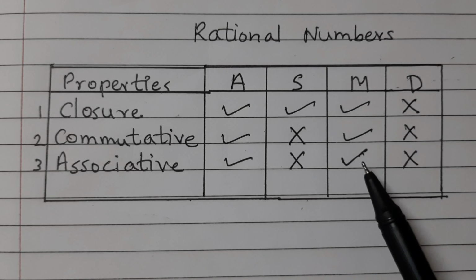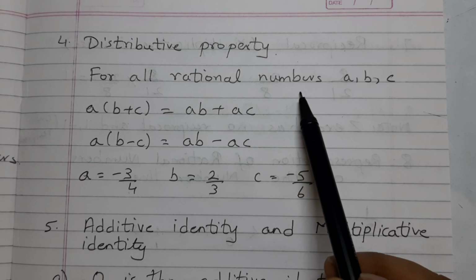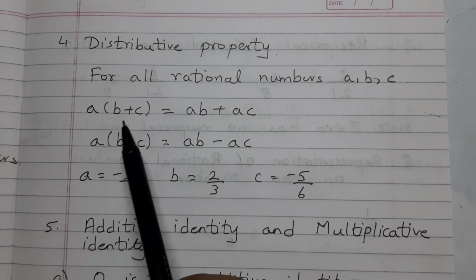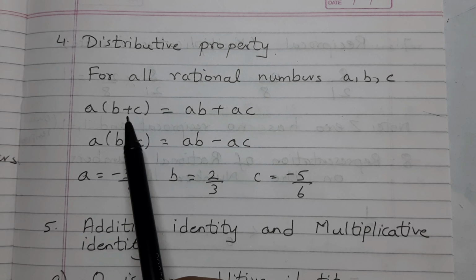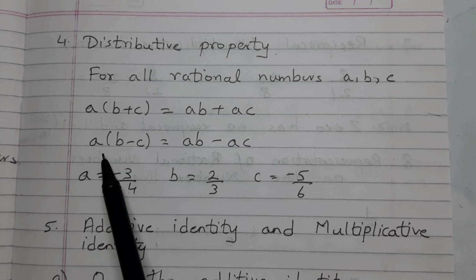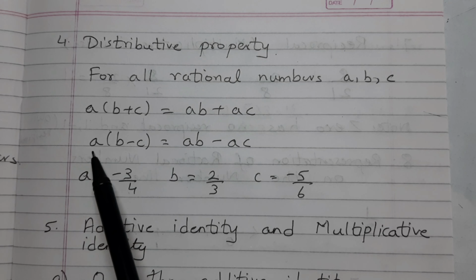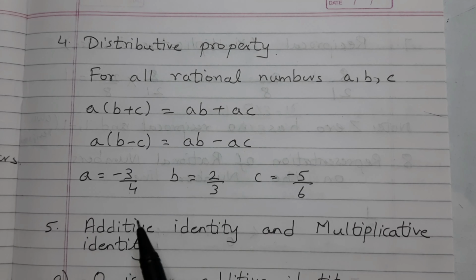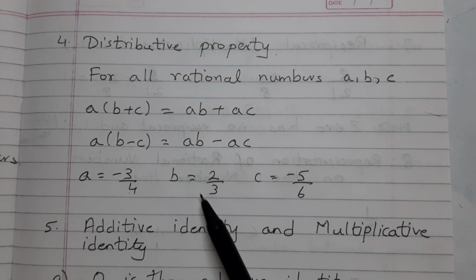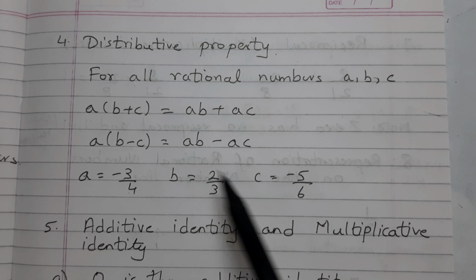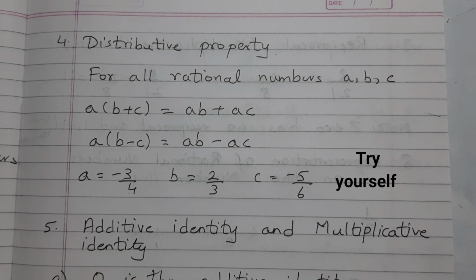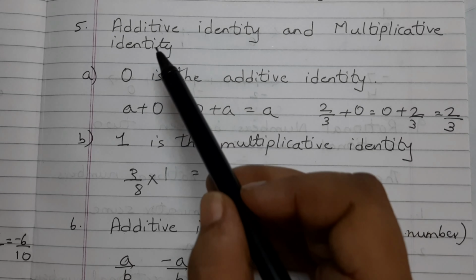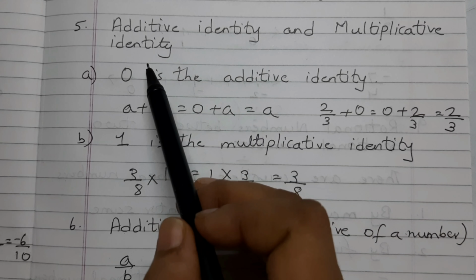The next is the distributive property. For all rational numbers A, B, C, A into (B plus C) is equal to multiply A to B and A to C, and whatever sign is there in between, just put that. Similarly, A into (B minus C) equals to AB minus AC. You can take A as minus 3 by 4, B as 2 by 3 and C as minus 5 by 6. Substitute in the left hand side and then on the right hand side and see if you get the same result.